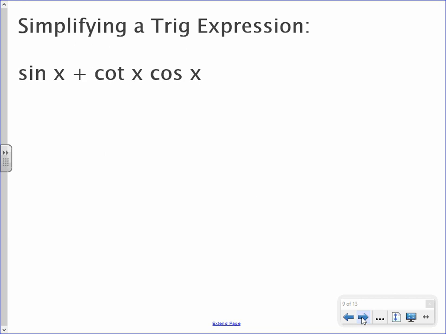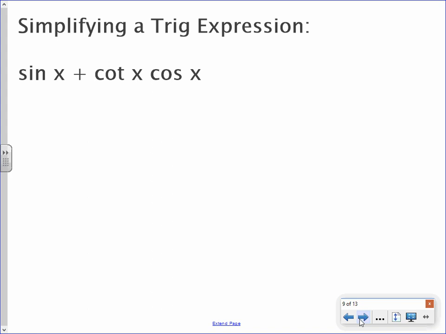Next one. Any ideas? Okay, last example, we could factor something out. Is that the case here? Nope. So thoughts? You can change cotangent to cosine.